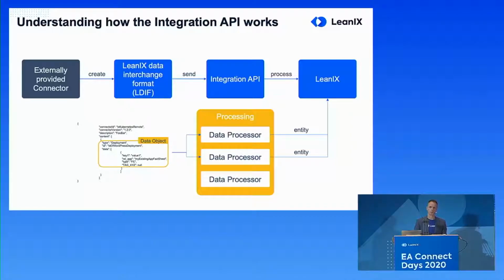The data processors work independently from each other. So multiple processors could even act on the same data object, which means from the same incoming data object you can create a fact sheet and also create a relation or a tag.